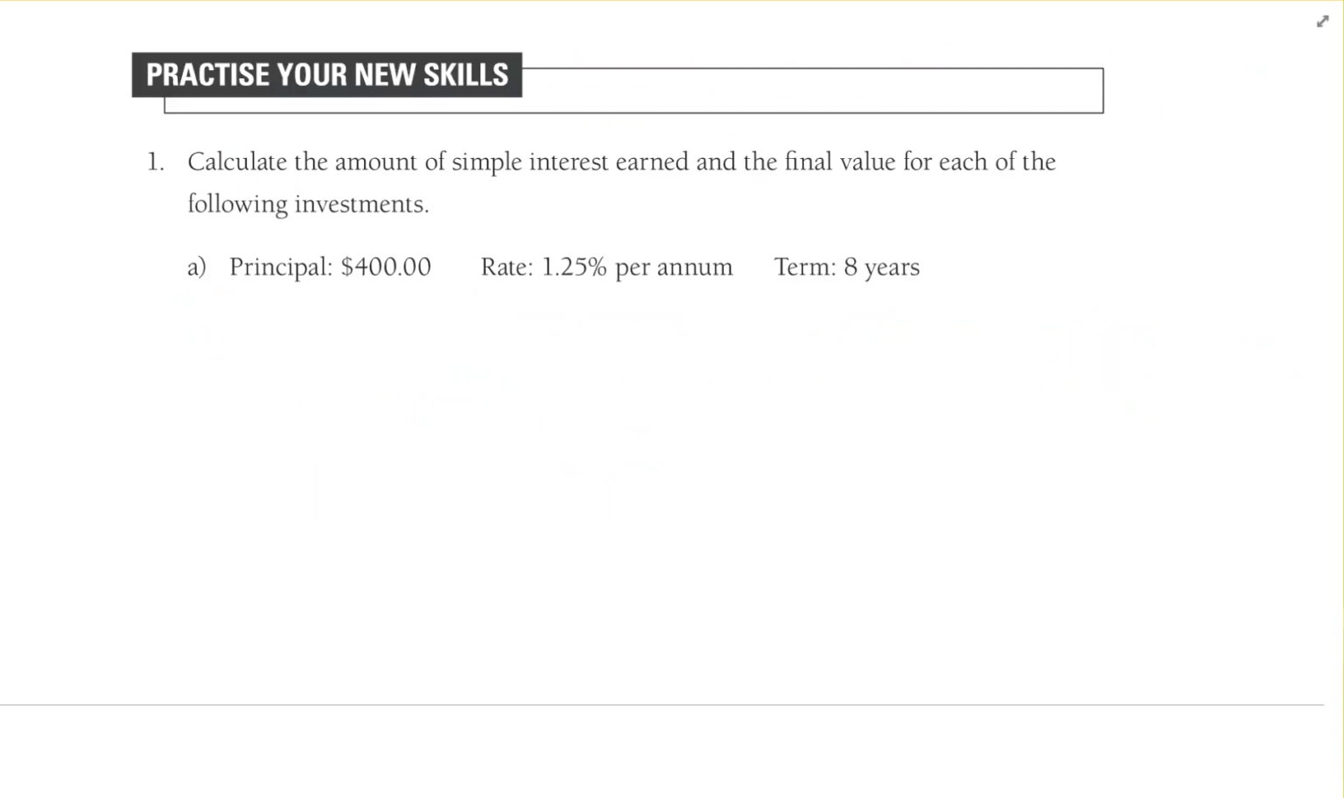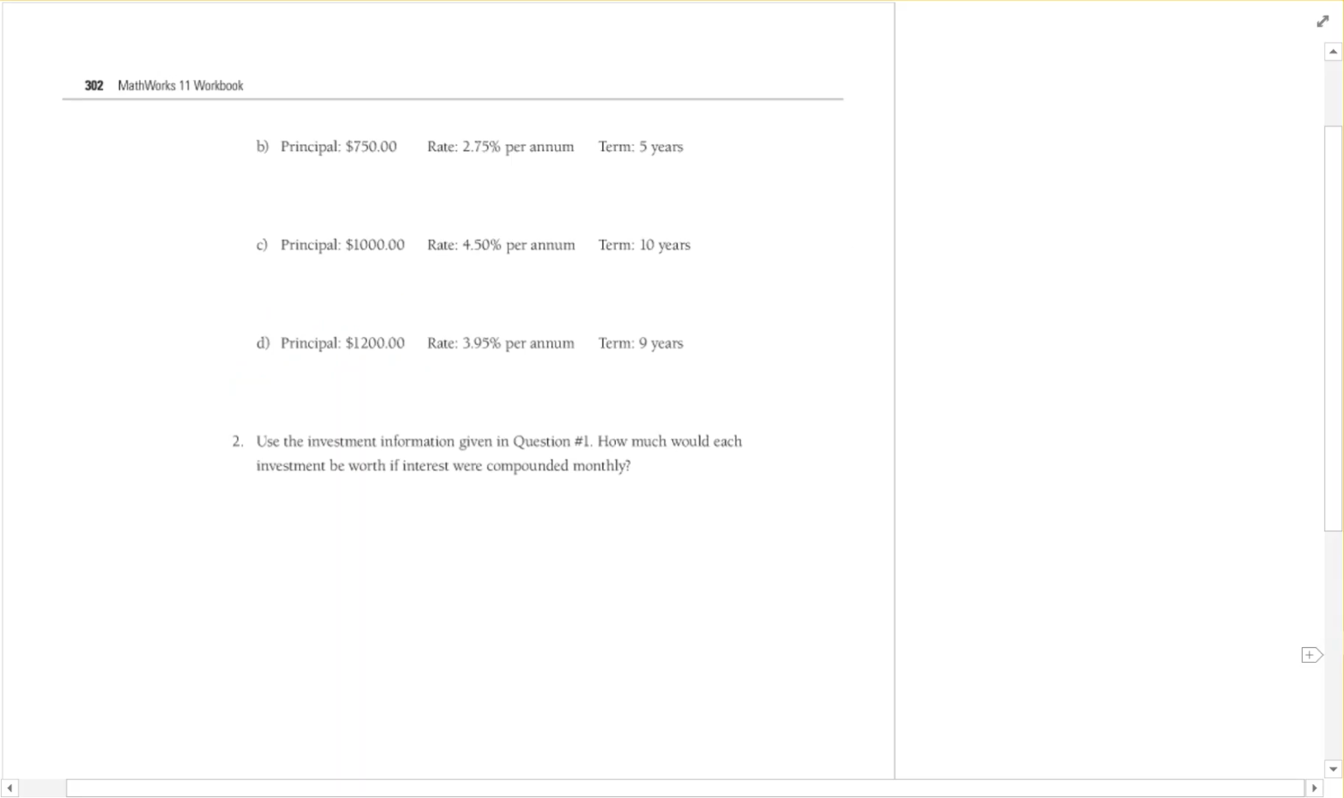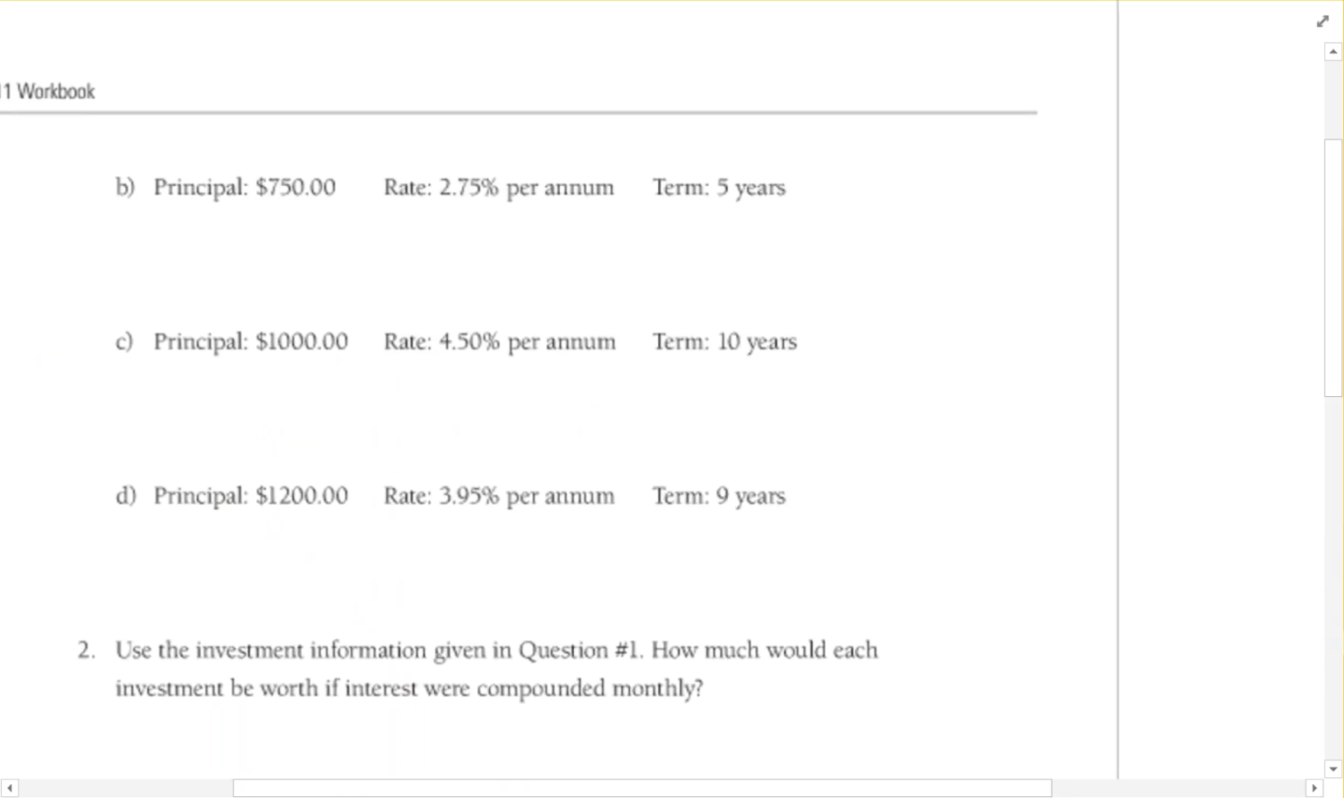Okay, practice your new skills. So number 1 says calculate the amount of simple interest earned and the final value for each of the following investments. So remember, this is our formula. I is equal to PRT. That's all I'm going to say. So go ahead and answer 1A now. Okay, so we got the same thing going on here. Go ahead and answer number 1B, C, and D now.